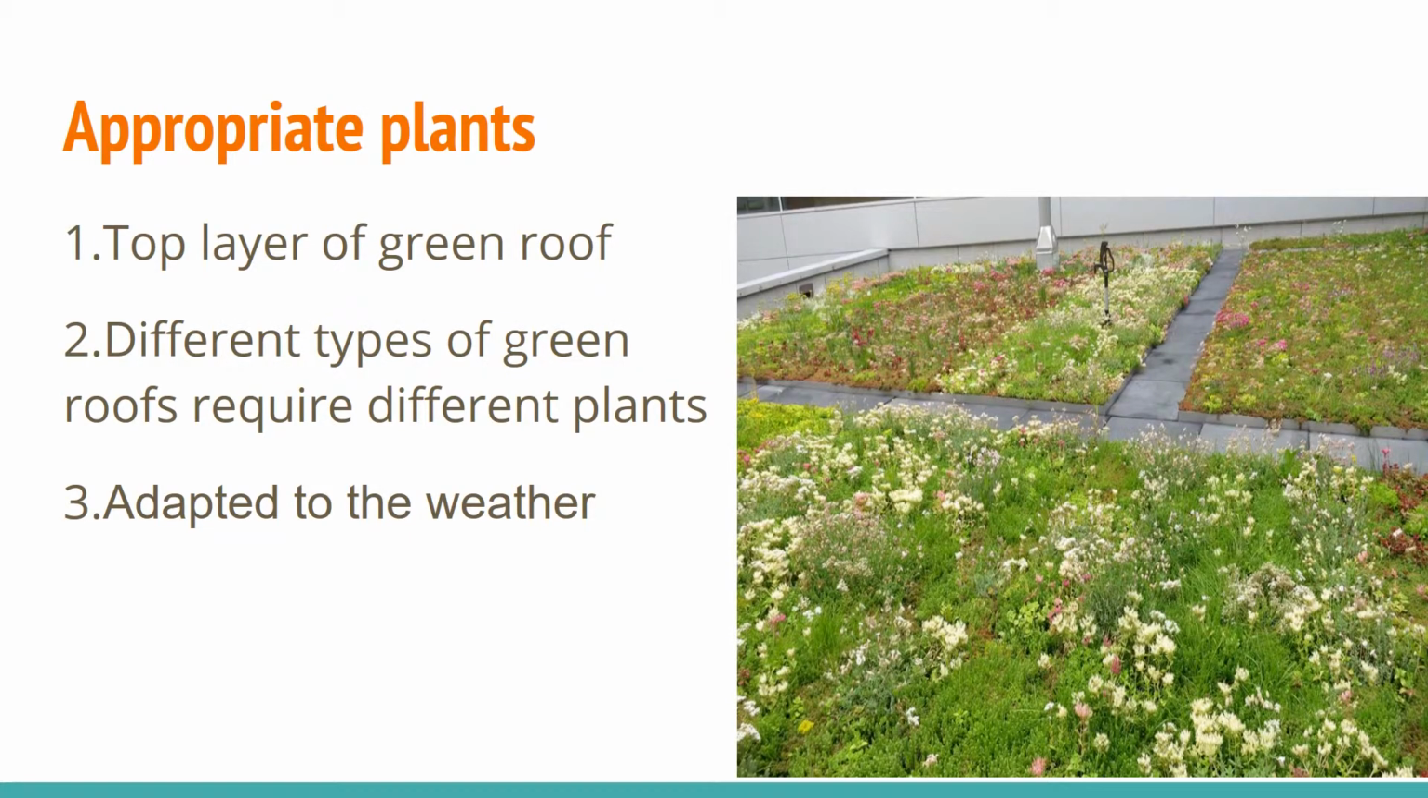Now, I will first talk about the top layer of the green roof. The appropriate plants should be at the top. Different types of green roof require different plants, and the plants should be carefully selected to suit the environment. The weather can be hot, dry, and sometimes wet, and plants are seasonal and often chosen because of their characteristics.